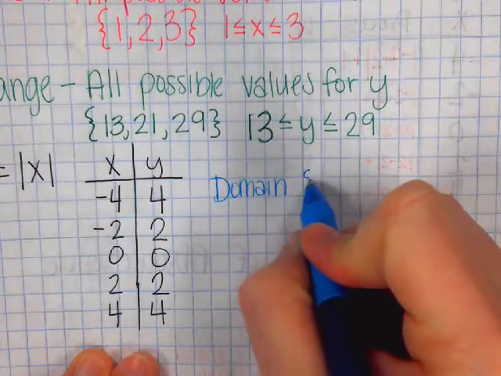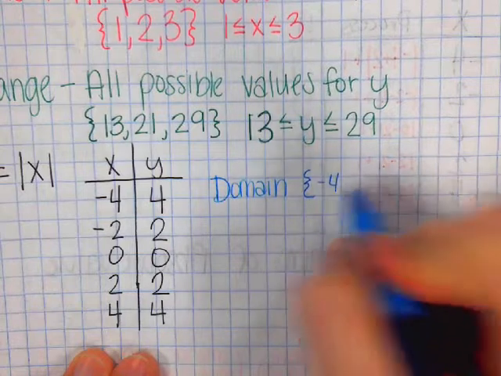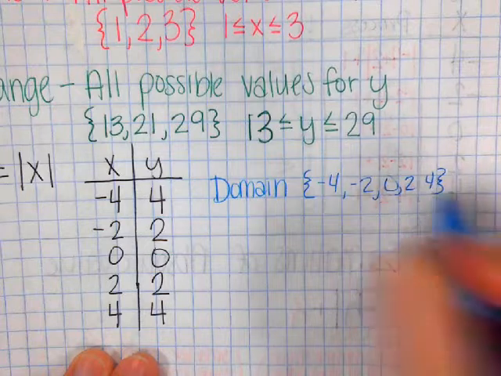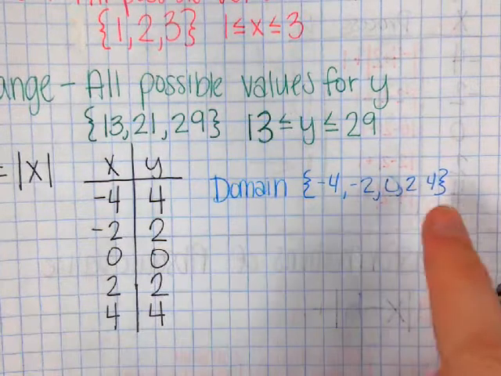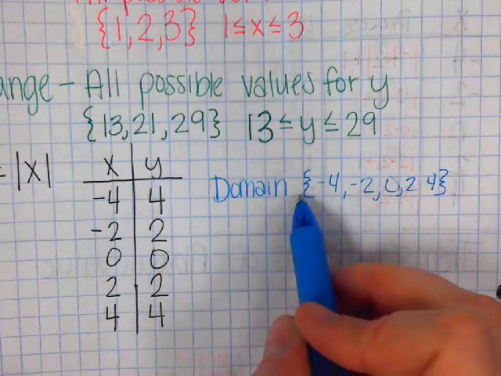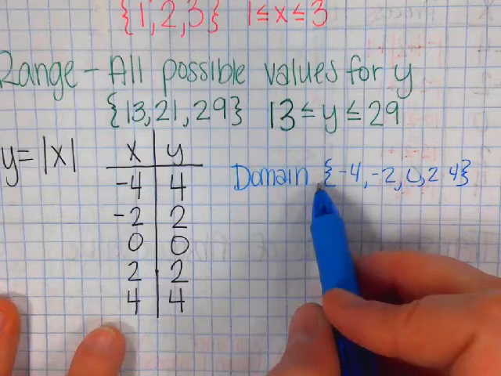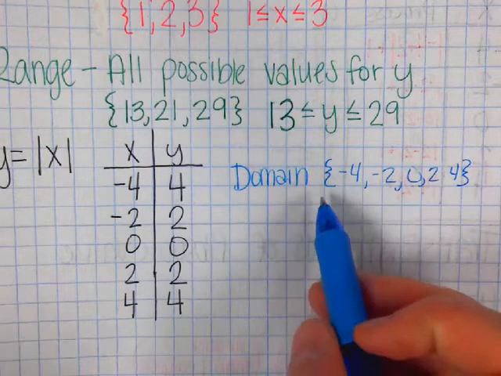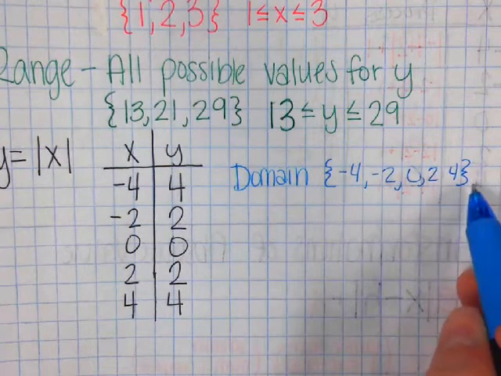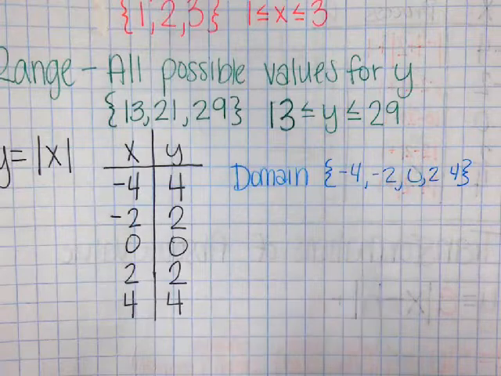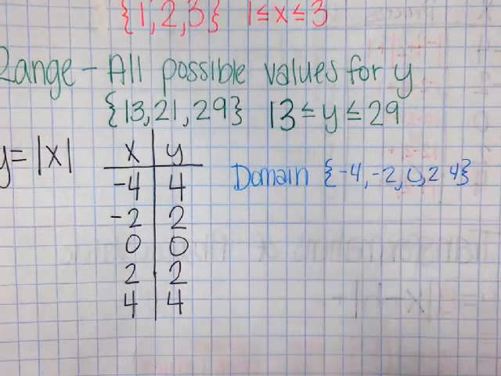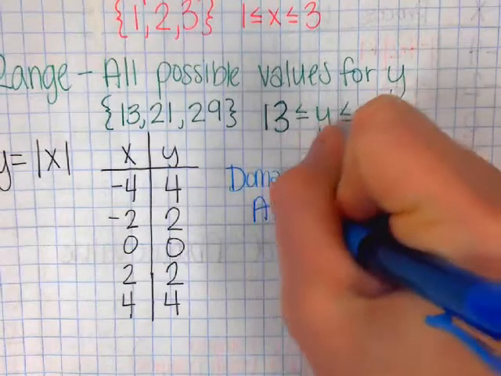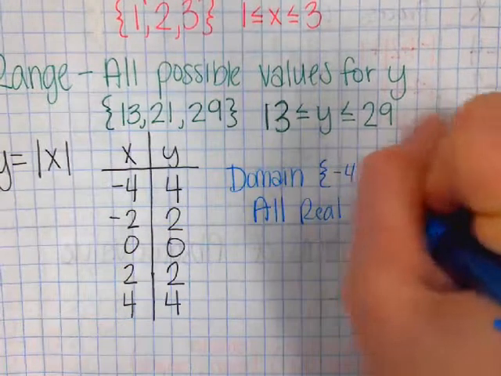So domain is -4, -2, 0, 2, 4. Now, those are the numbers that I've been telling you guys to pick. Could I, if I really wanted to, have taken the absolute value of -5? Well, yeah, it would have been 5. Could I have taken the absolute value of +5? Yes. Could I take the absolute value of -100? Yes. Could I take the absolute value of +100? Yes. So if it can be any number, then you just say the domain is all real numbers.